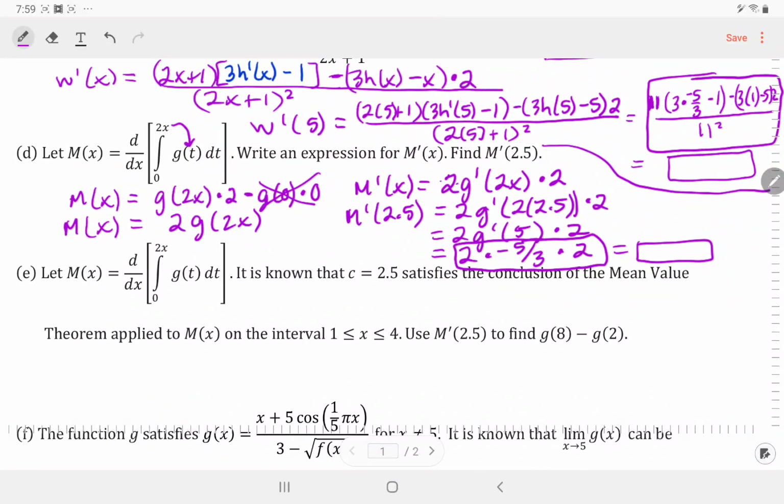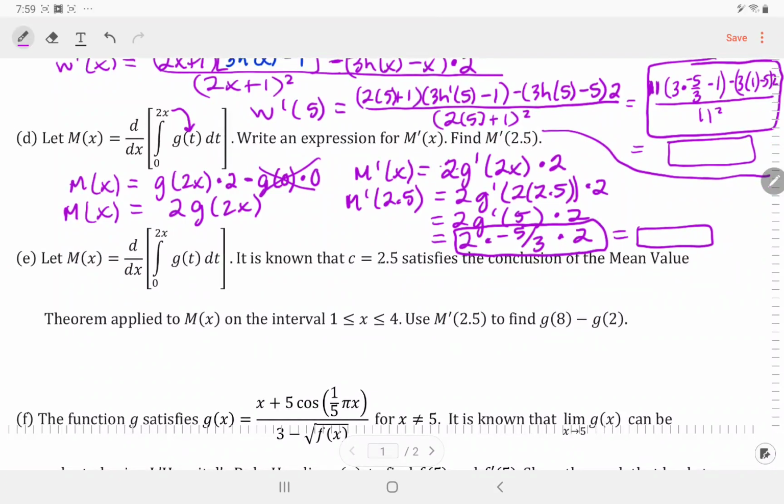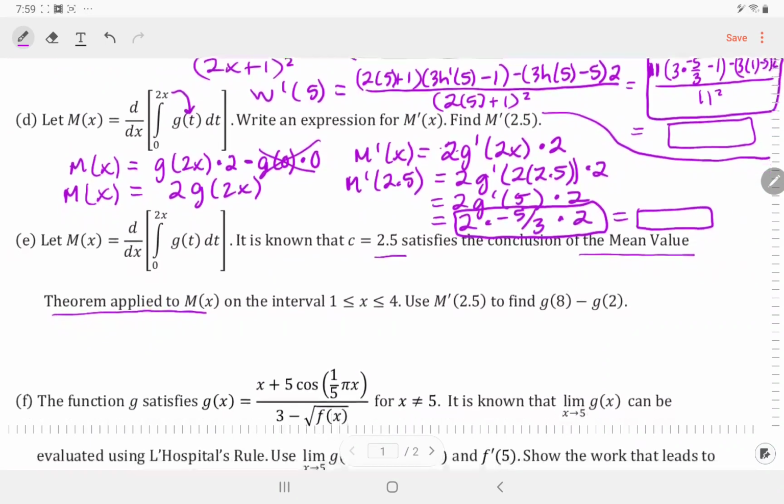Okay, it is known, so this is the same problem, that c equals 2.5 satisfies the conclusion of the mean value theorem applied to M on the interval. Use M prime of 2.5 to find this. Okay, so let's see.